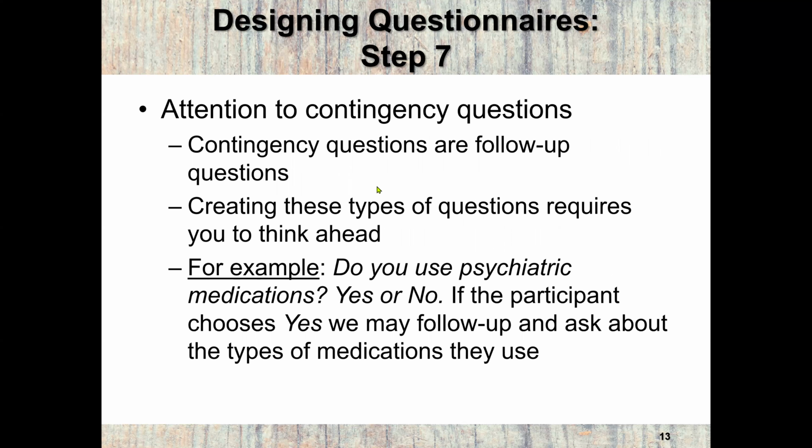Step 7, attention to contingency questions. We should pay very close attention to contingency questions. Contingency questions are follow-up questions. Creating these types of questions requires you to think ahead. For example, do you use psychiatric medications, yes or no? If the participant chooses yes, we may follow up and ask about the types of medication they use. So we should be very careful with follow-up questions or contingency questions.